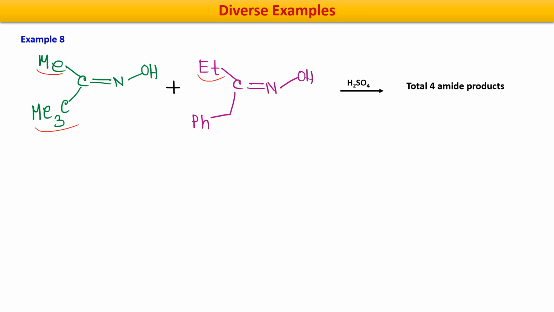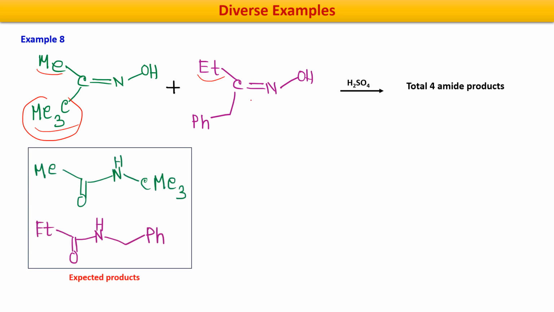Now why is it so? Suppose you consider the expected products, that is, the green molecule is given individually and the violet is given individually. Then what will you do? Obviously this group will be migrating. So there will be C double bond O, then NCMe3, and that is the expected product. Similarly from the violet, you will get, this group will be migrating because it is anti to OH. So N will be connected to the benzyl group. So these are the expected products. You will get both of them, right?